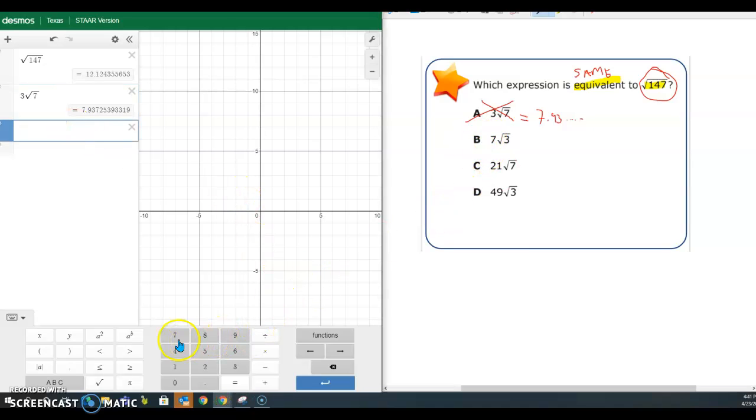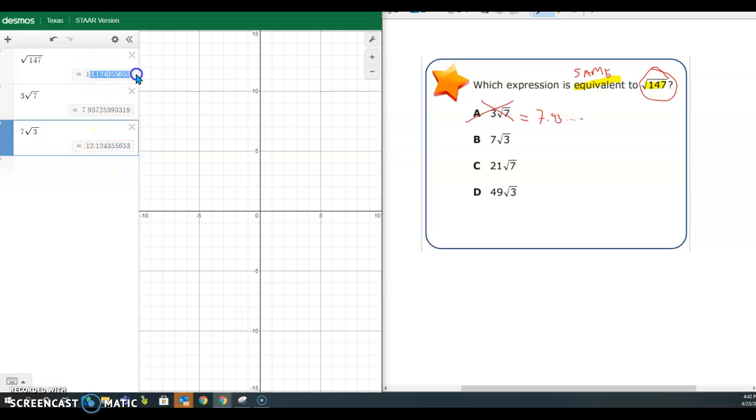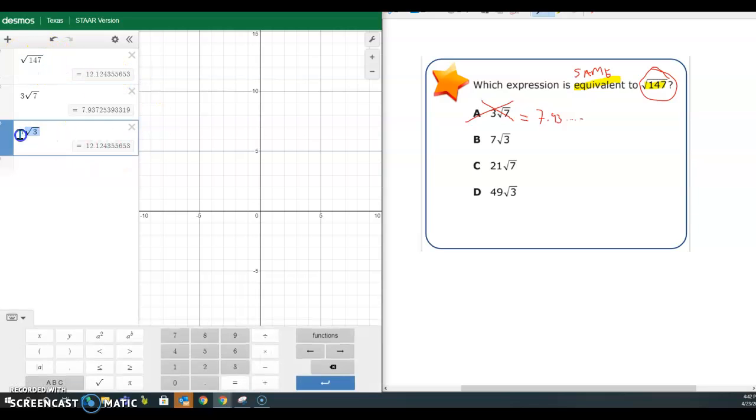So answer choice B, I have 7 times the square root of 3. When I type in answer choice B, notice this number 12.124355653 is the same number as the expression above. So the square root of 147 is equivalent or the same to 7 square root of 3, or answer choice B.